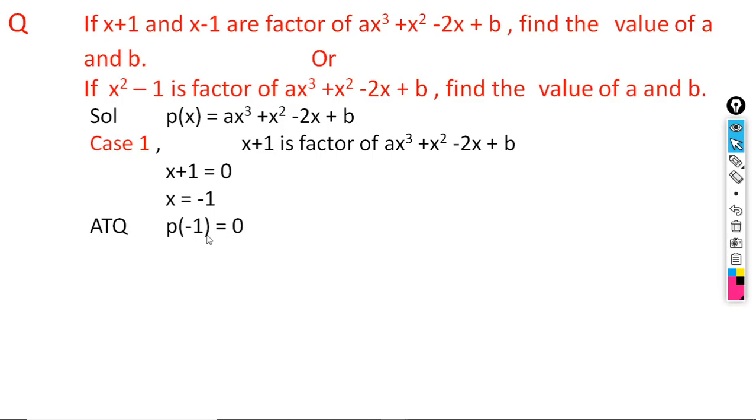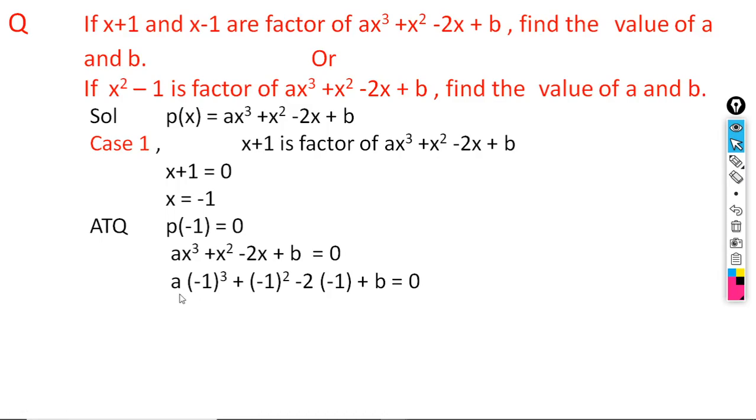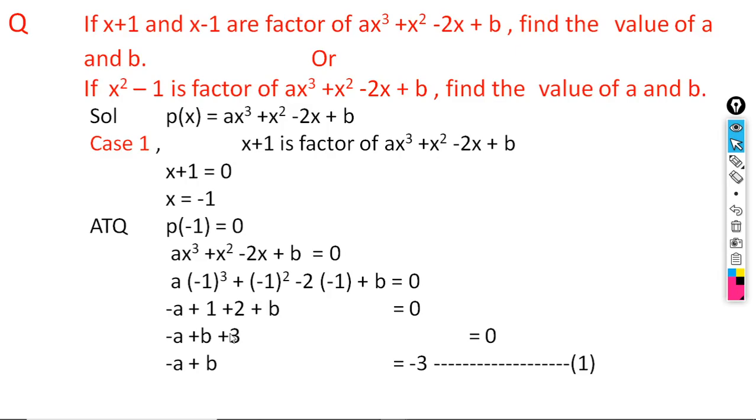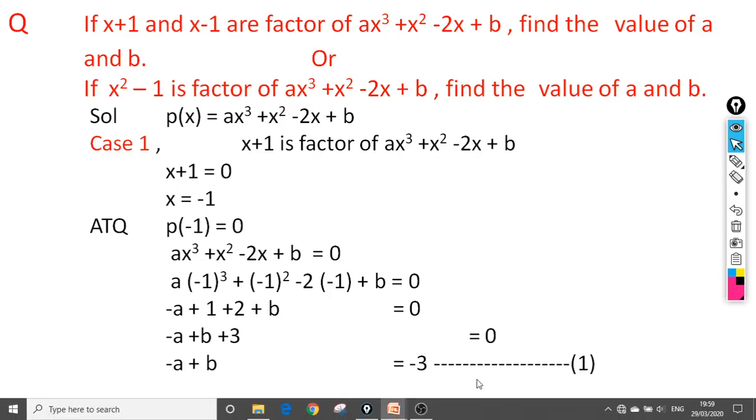Now let us substitute the value x equals minus 1 in this polynomial. This is the given polynomial, and we substitute: a times minus 1 cube plus minus 1 square minus 2 into minus 1 plus b is equal to 0. By solving this further, minus 1 cube gives us minus a, minus 1 square is 1, minus times minus gives plus 2, and b as such. Next step, we get minus a plus b plus 3. In the next step, I want to shift this constant term to the right hand side. We get minus a plus b is equal to minus 3, and we consider this as equation number 1. So this is the first case where we get an equation in terms of a and b.